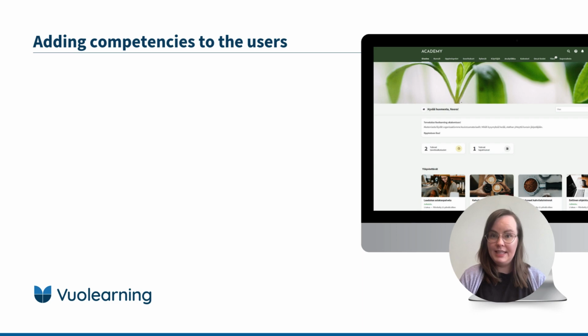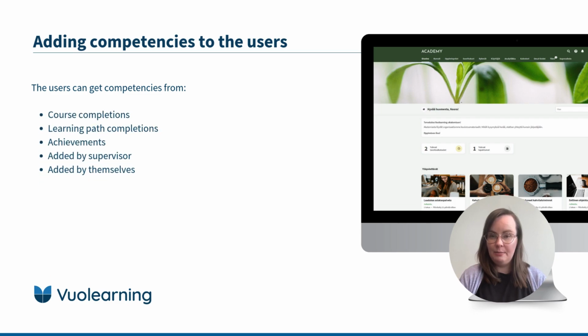Competencies can be added and received in many ways. The user can get competencies by completing courses, learning paths, or achievements, or they can be added by their supervisors or by themselves. You can automate the adding of competencies by linking them to corresponding training materials. Supervisors can also assess their team members' skills and add competencies for them, for example, as a part of performance reviews. The information about the skills can also be gathered from the employees themselves, for example with surveys. The employees can also be allowed to add competencies by themselves.